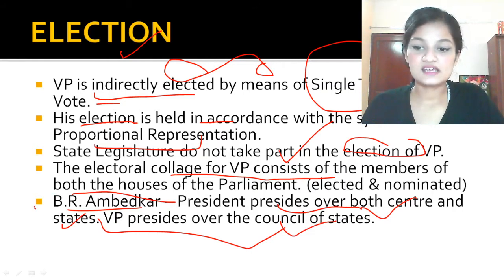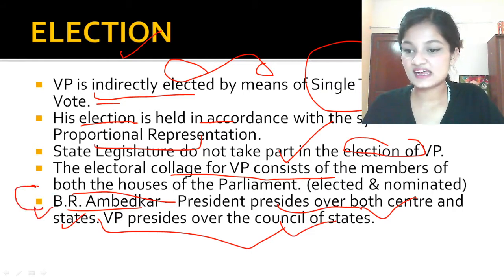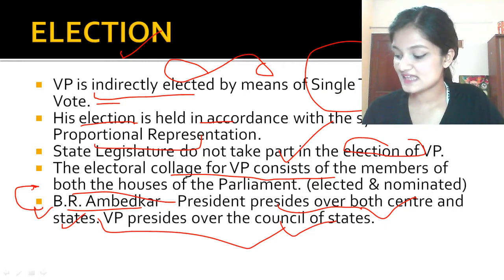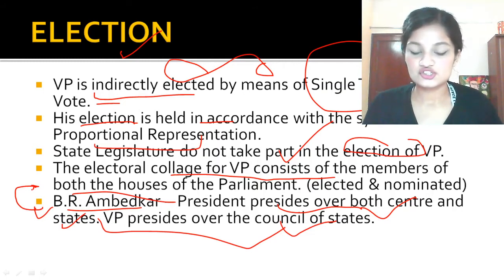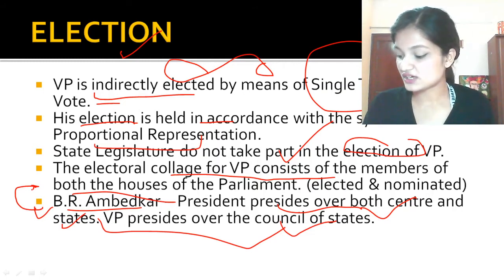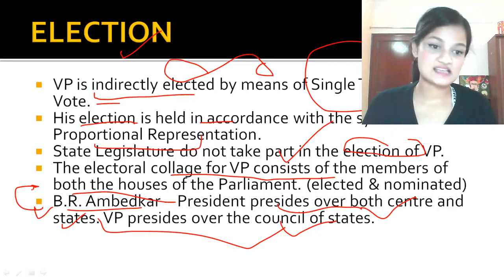So, he said that obviously in accordance to the second point of the electoral college, which says that the electoral college of the vice president does not include members of state legislative assemblies, and B.R.